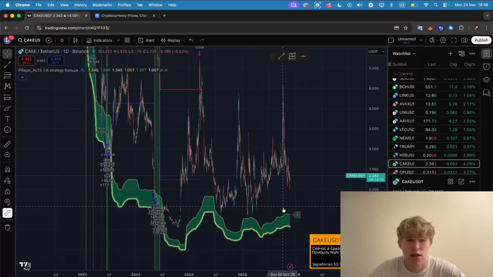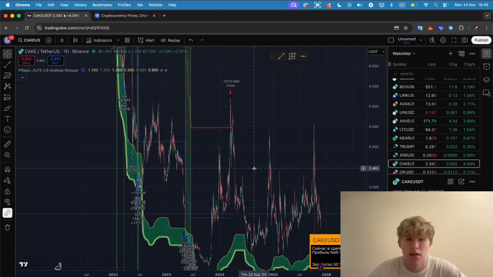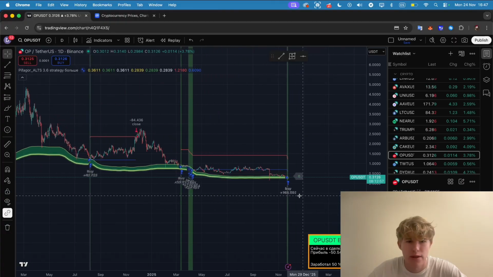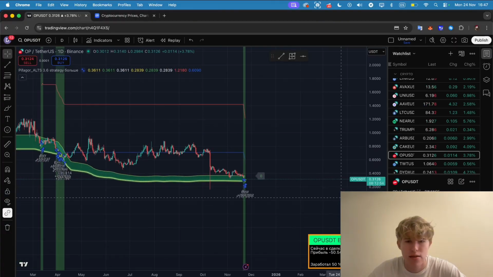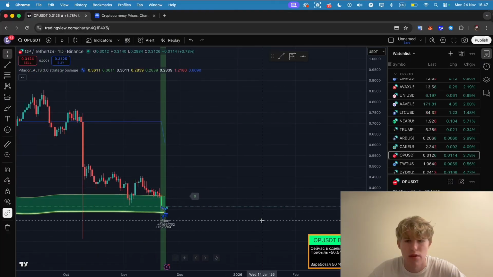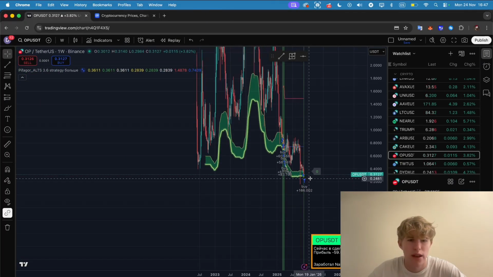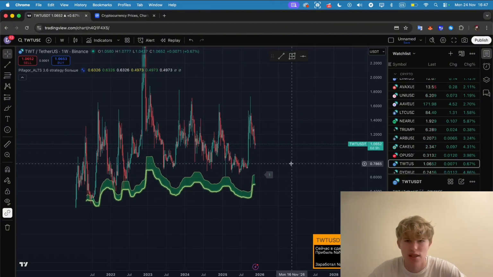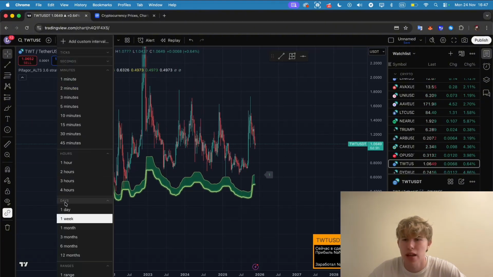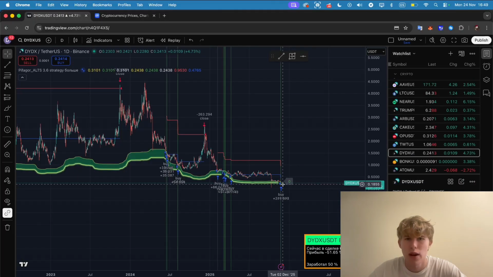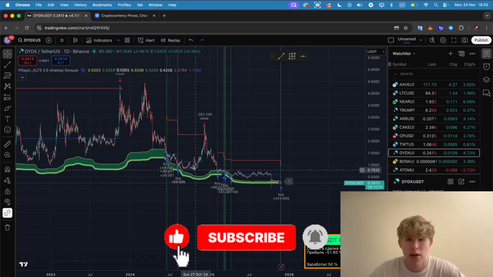Cake token, no signals right now. We had some signals in the past, as you can see, like this. OP, the signal was flashing, and yes, this is a great point to buy. On the 1 week time frame, we also have this buying signal. Trust Wallet token, no signals yet, and on the 1 day time frame, no signals as well.